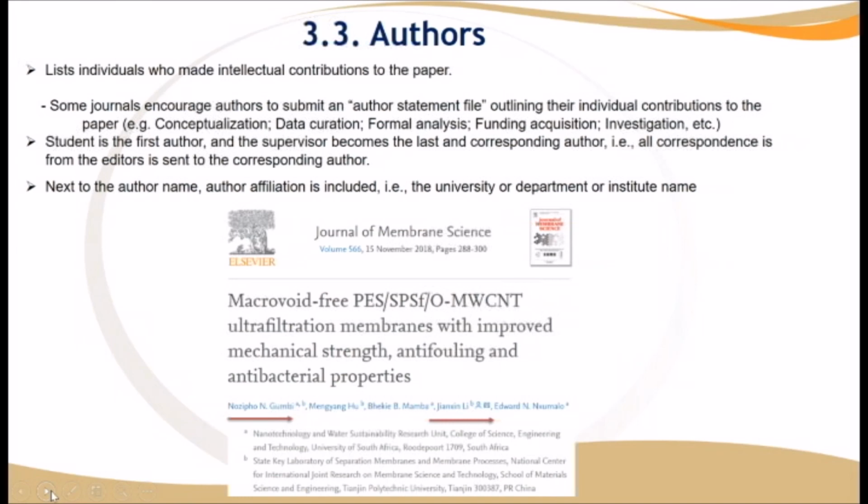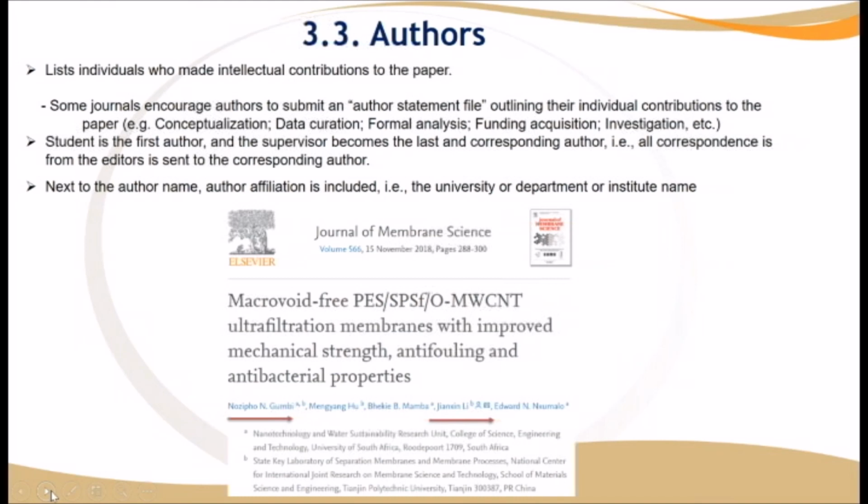Now, when it comes to authors of a particular research paper, these are a list of individuals that have made intellectual contributions to the paper. I should have highlighted intellectual contributions there, because it's very important that the people that form part of your paper's list of authorship are not just any person. It needs to be someone that really has made a contribution to your research paper.